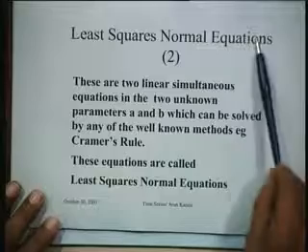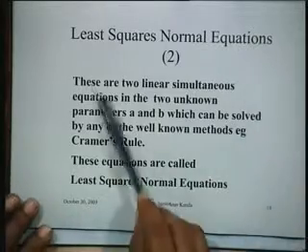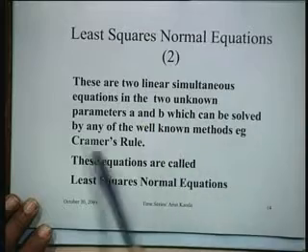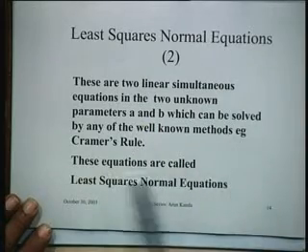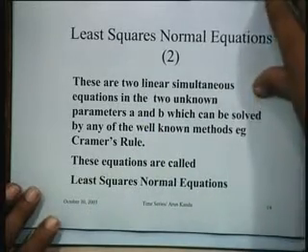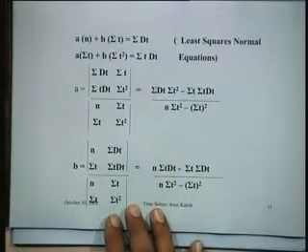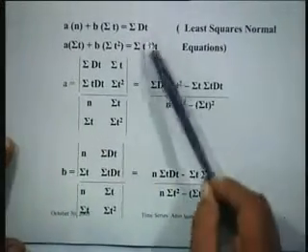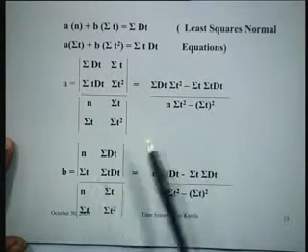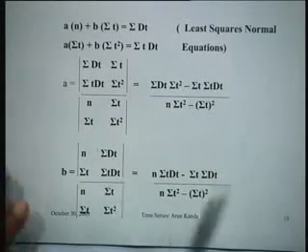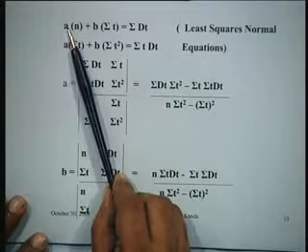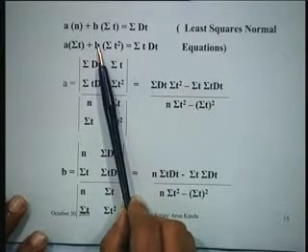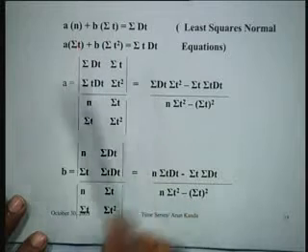So a characteristic about the least squares normal equations: these are two linear simultaneous equations in two unknowns, parameters a and b, which can be solved by any of the well-known methods such as Cramer's rule. Equations are called least squares normal equations. For instance, if you look at the structure of these equations, you will find that there is a very easy way of determining a solution for practical purposes. See, these were the equations, and these are the coefficients. a and b are our variables, the unknown parameters, and we had these coefficients and so on.